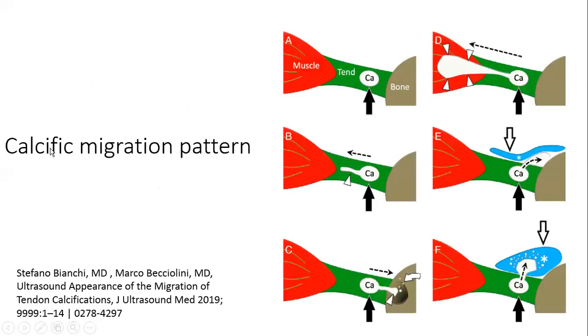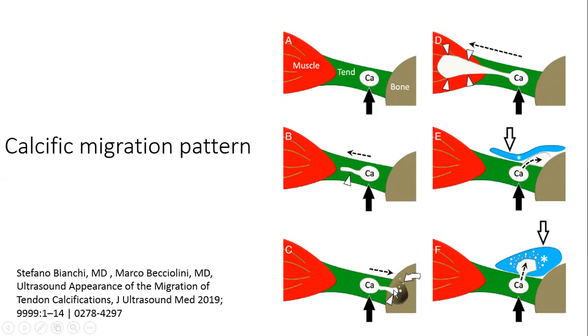This is how the migration happens. This is the calcific migration, and here you can see the reference if you want to look at this study. This is the tendon, that's the muscle, and this is bone. This is the calcium deposit in the tendon. Then in this image, you're looking at the calcium migrating along the fibers. Instead of a solid block in one area, you will see it dispersing or moving to the proximal part of the tendon. It can move further proximally into the muscle tissue.